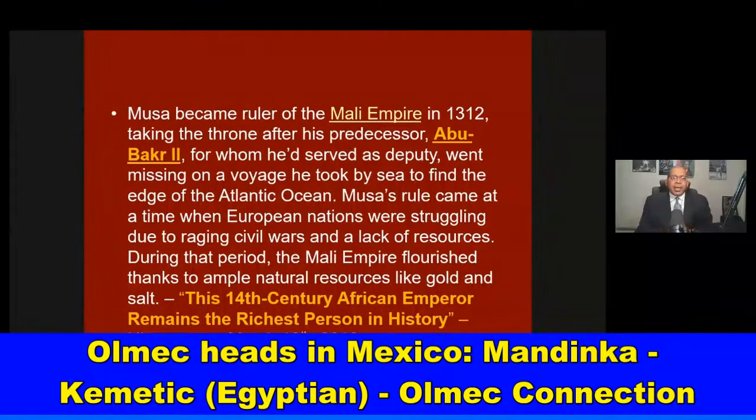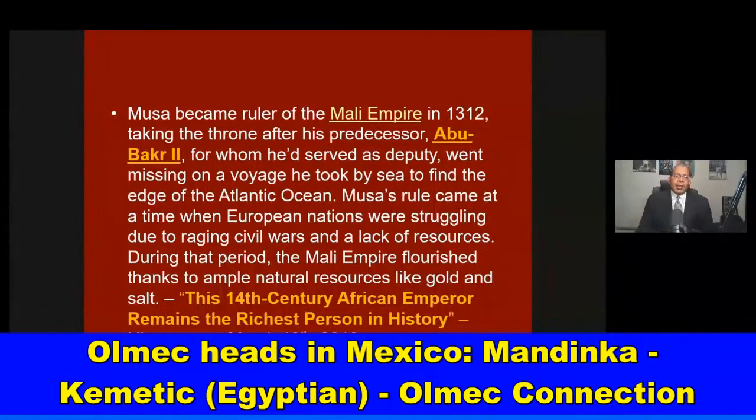Mansa Musa became ruler of the Mali Empire in 1312 Common Era, or AD, taking the throne after his predecessor, Abu Bakr II, for whom he'd served as deputy, went missing on a voyage he took by sea to find the edge of the Atlantic Ocean.